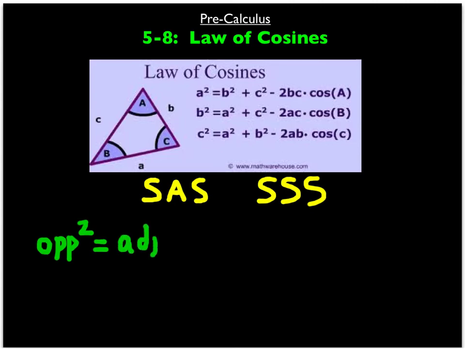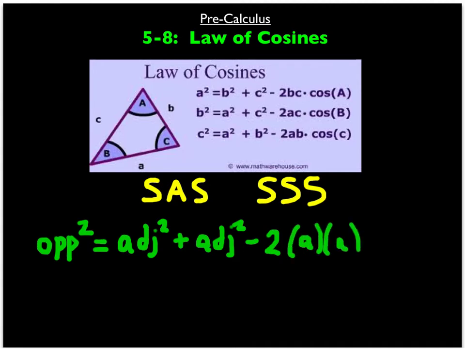So adjacent squared plus adjacent squared minus 2 times adjacent times the cosine of your angle here, whatever that angle would be. Sometimes it's a little bit easier maybe to remember it like that rather than to get mixed up with all the A's, B's, and C's. But either way, you should be able to do well with this.